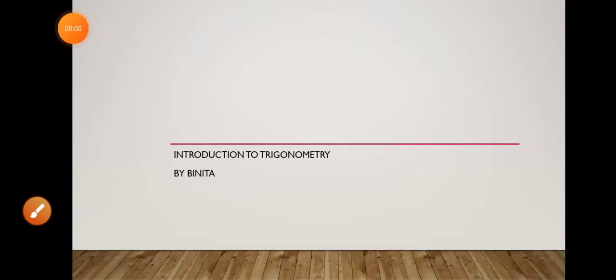Okay, so we are starting with a new chapter here, that is Introduction to Trigonometry. According to your NCERT book, it is chapter 8. Now we'll see what is trigonometry and some introduction to this today.